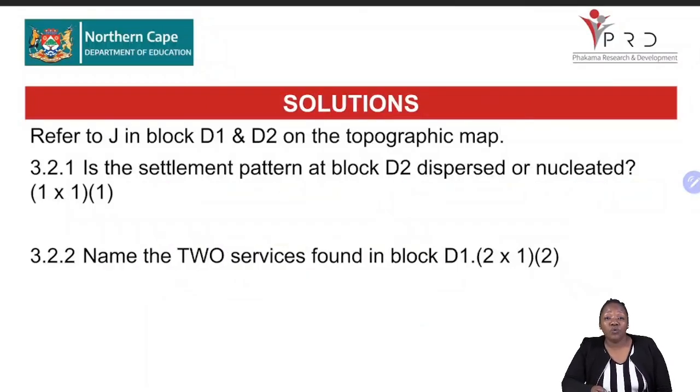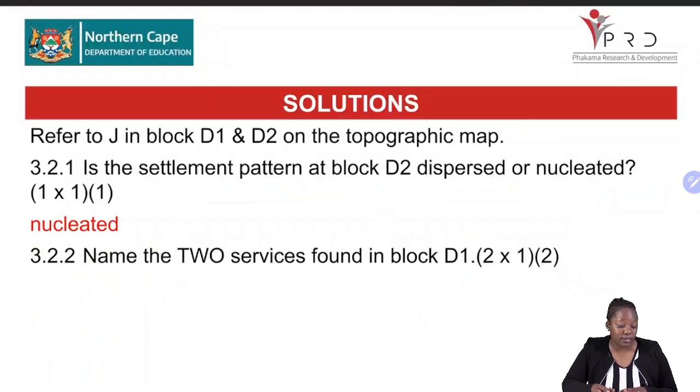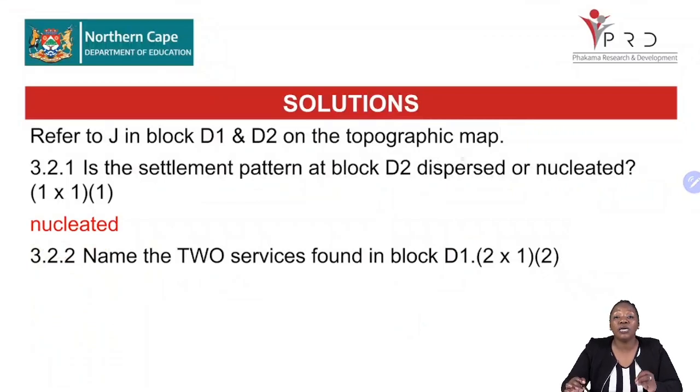Looking there in our solution, the first question is: is the settlement pattern in block D2 dispersed or nucleated? The answer there is nucleated. So how do we identify this is nucleated? You need to remember, when we're talking about the dispersed pattern, we're talking about the buildings or the houses that are far from each other. And the nucleated, we're talking about the buildings or the houses that are close to each other.